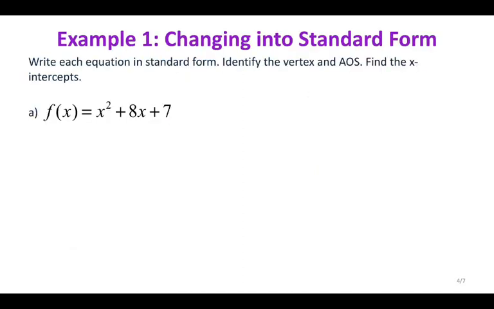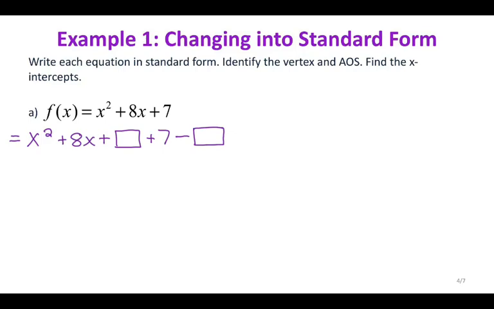So in order to do that, you're going to do a process called completing the square. So completing the square allows us to manipulate this function. So I'm going to go ahead and rewrite it. I'm going to write x squared plus 8x, and after my x term, I'm going to go ahead and insert a square, plus 7. And then since I added a square, I'm also going to subtract a square because we don't want to actually change the function, we just want to manipulate it into a different form.